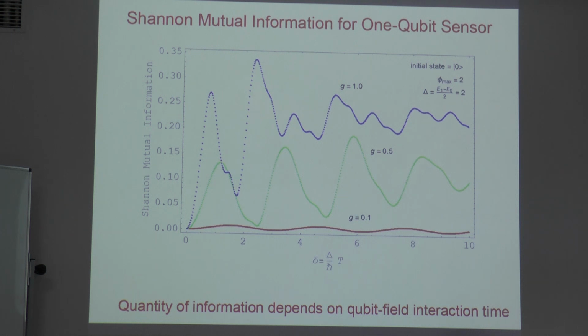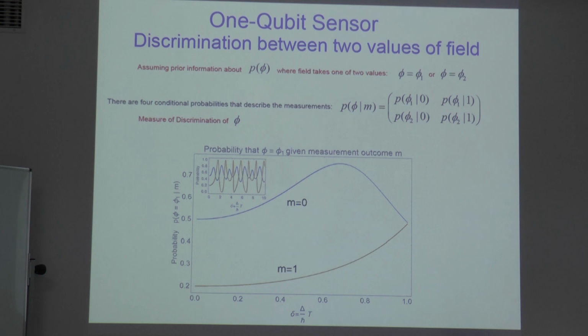So very weird. So you might say a one qubit sensor, what are you going to get out of it? It's such a simple model. And I'll show you that you can, in fact, use this one qubit sensor to discriminate between two values of the field. If you know a priori that the field will be one value, phi1, or another value, phi2, then you can plot the probability of the phase being phi1, given a certain measurement outcome, which can be 0 or 1. And if it's 0, it looks like this as a function of interaction time. If it's 1, it looks like that.